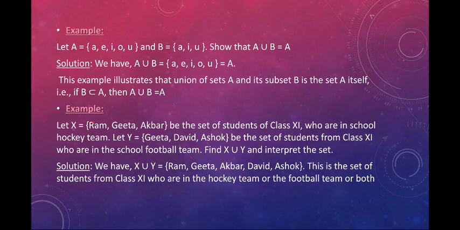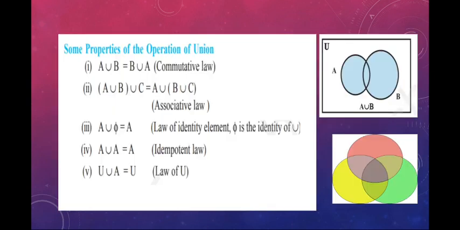Similarly, next example, X is {Ram, Geeta, Akbar}. Y is {Geeta, David, Ashok}. So what will be X union Y? It will be Ram, Geeta, Akbar, David, Ashok, because Geeta is common. This X union Y contains these 5 elements.